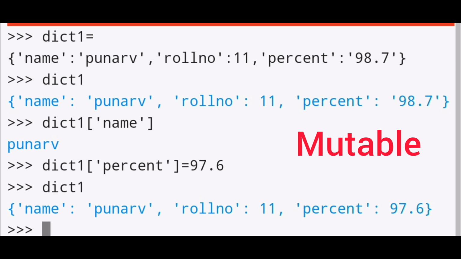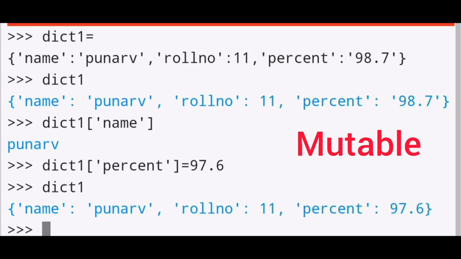Next we see dictionary. Dictionaries are also mutable data types. In dictionaries, the content will be stored in key value pairs which are enclosed with curly braces, separated with commas. Name, roll number, percent are the keys, and the name, 11, 98% are called values. Now we are trying to print the dictionary. The values have been printed.